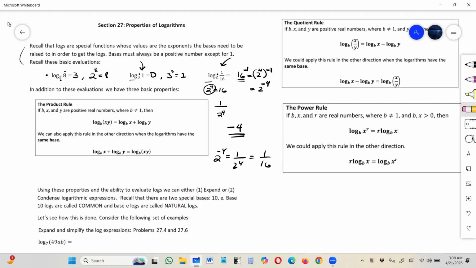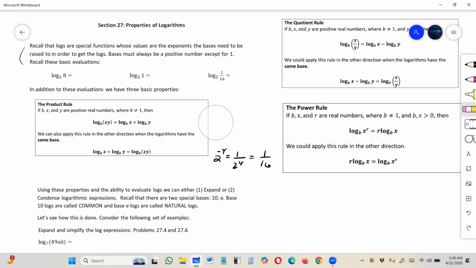Now we're not going to be evaluating these logs directly because we've already done that before. So if you need to review this a little more, with the examples that we've done, you can do that. But for now, let's focus on the three properties that we have to cover. The first one is right here, the product rule. The product rule is the following.